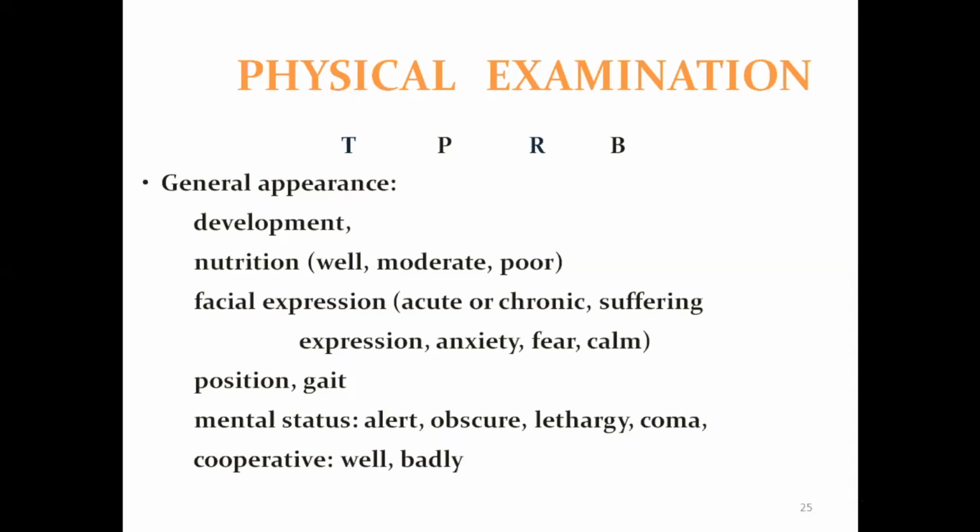The first thing you have to do. Check the temperature. Okay, good. P for the pulse. Okay, good. Respiratory rate. Good. And B for blood pressure. Very good. It's temperature, pulse, respiration rate, and then blood pressure. So these are the vitals that you have to record first.